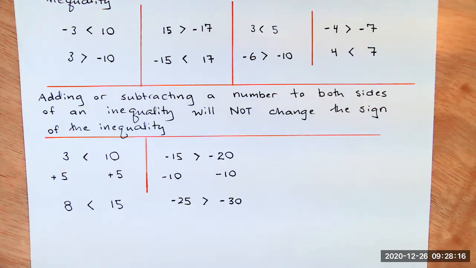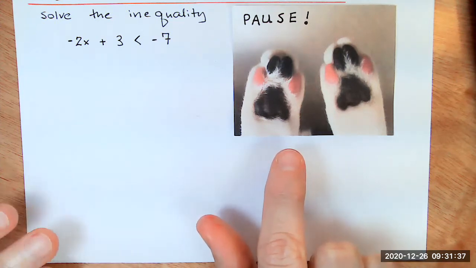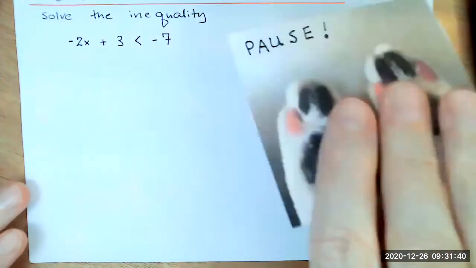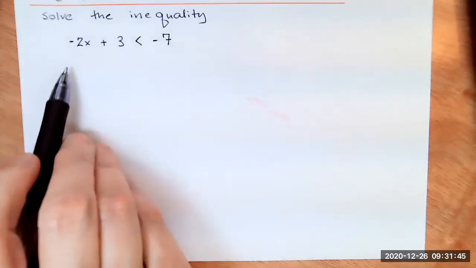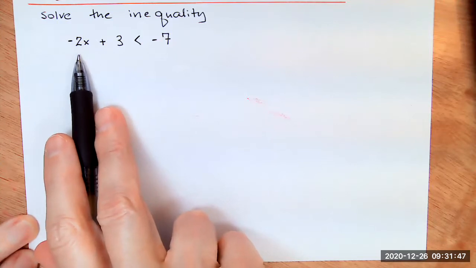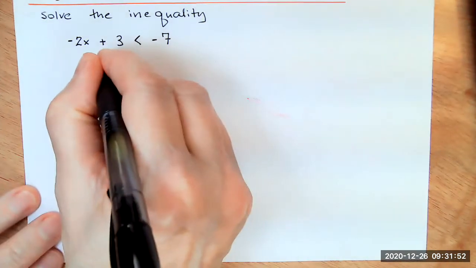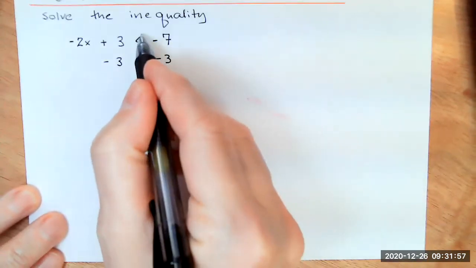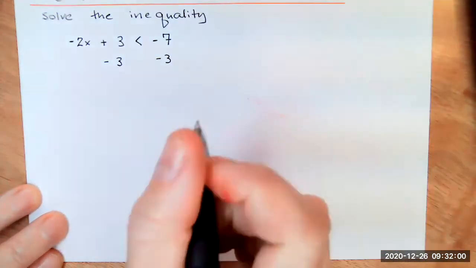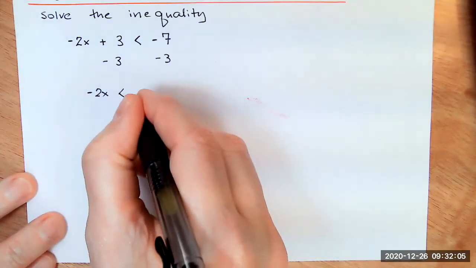All right, let's solve some inequalities now. And if you want, you could try this one on your own. All right, so just like solving a linear equation in one variable, we want to isolate the x. So we'll subtract 3 from both sides. And you can add or subtract without changing the sign of the inequality. So I get -2x is less than -10.